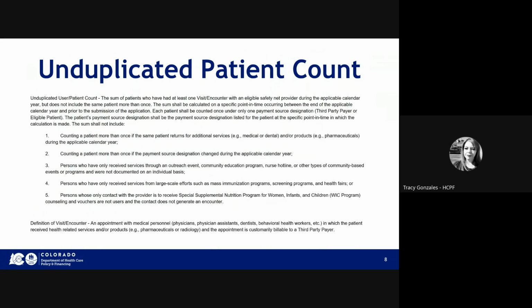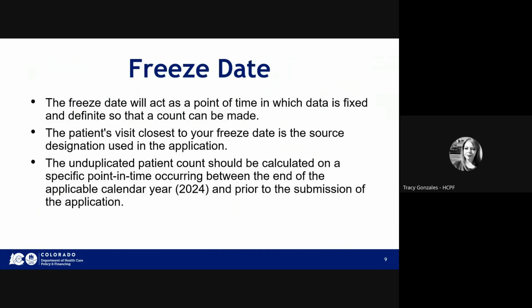So during this definition of an unduplicated patient count, we mentioned the specific point in time that the calculation is made. This is called a freeze date. The freeze date acts as a point in time in which the data is fixed and definite so that your unduplicated patient count can be made.